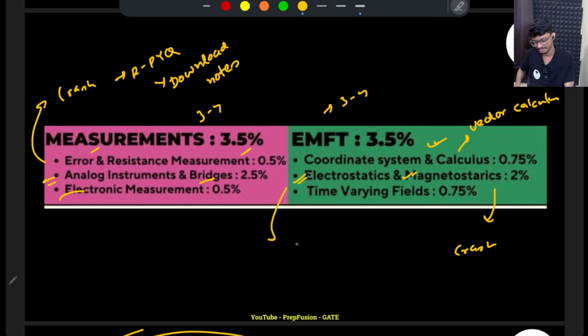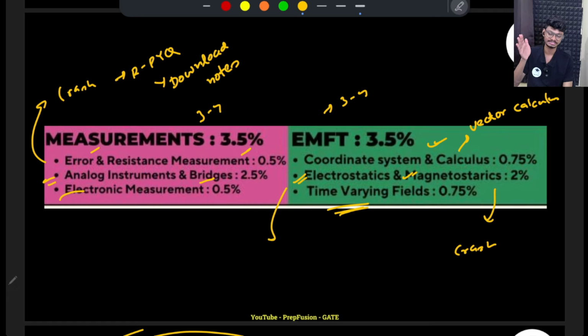In electrostatics, there are many things. First there is electrostatics, then there is capacitance. Both are important, but the basics of electrostatics, like charge, force on a charge, Coulomb's law and electric field, are more important than capacitance. Capacitance they can also ask, but I have seen that mostly they ask from Coulomb's law and electric field. Then time varying fields, again not a super important topic.